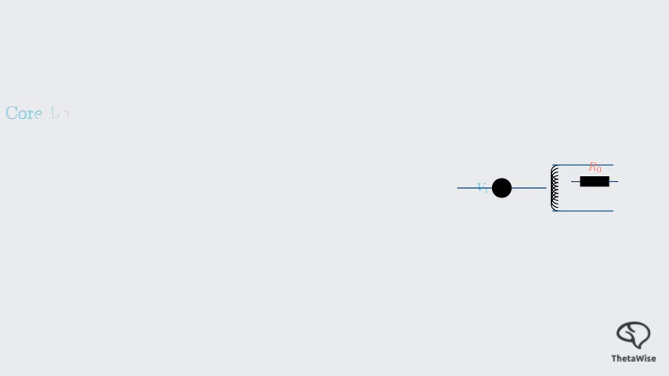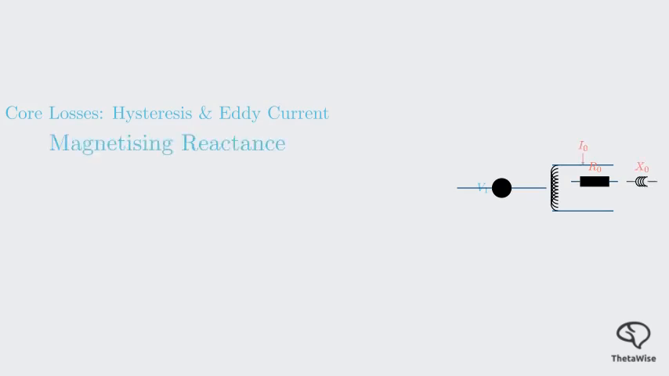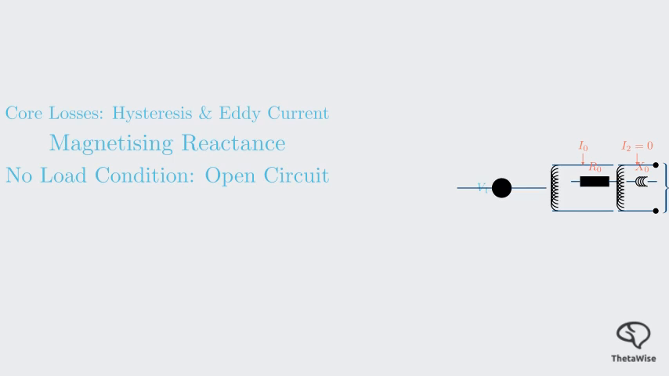The first is a resistor R0, which represents the core losses, our hysteresis and eddy current losses. The second is a reactor or inductor, X0, which represents the magnetizing reactance. These two components are connected across the primary winding and draw what is called the no-load current, I0. On the secondary side, because it's a no-load condition, it's an open circuit. No load is connected, and therefore no current, I2, flows. We label the induced EMF in the secondary as E2.